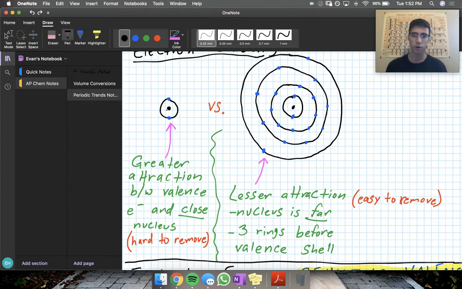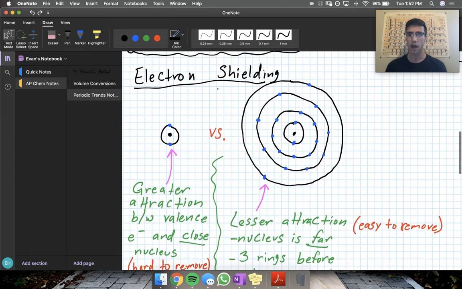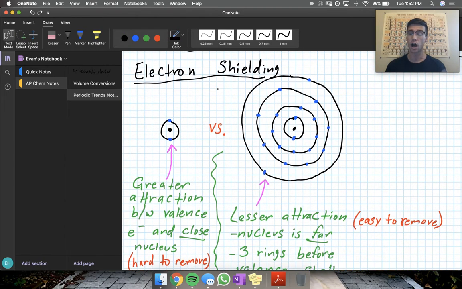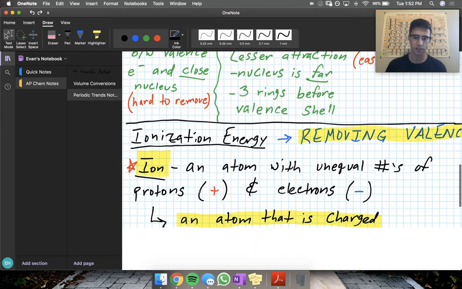So compared to our first example, this valence electron or this valence electron would be much easier to remove from this atom because they're not being held as tightly by the positive charge of the nucleus. That's what electron shielding is, and that will influence the other periodic trends that we'll take a look at. So let's go back to these slides.